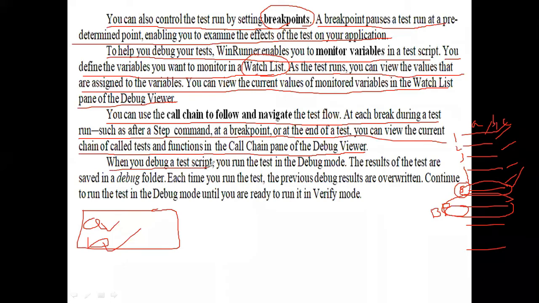So when you debug a test script, you run the test in debug mode. The results of the test are saved in a debug folder. Each time you run the test, the previous debug results are overwritten. So continue to run the test in debug mode until you are ready to run it in verify mode. Okay.